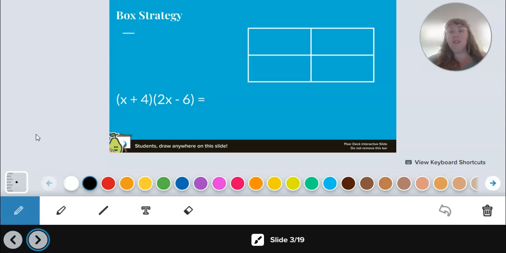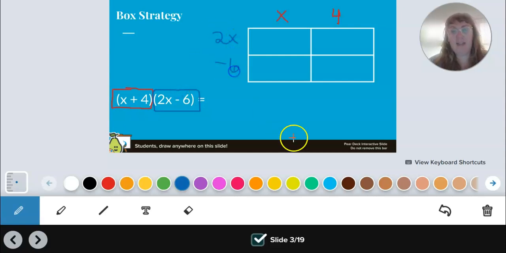A lot of students really enjoy this strategy, which is called the box strategy. And what the box strategy does is it gives you a visual to make sure that everything is getting multiplied. So here's our first binomial, which is x plus 4. So I'm going to put an x up here and a positive 4. And then our second binomial is 2x and -6.